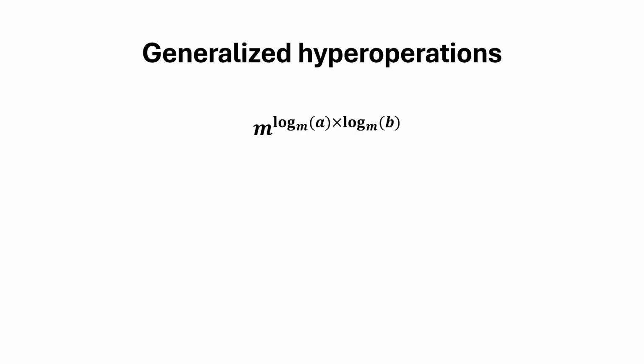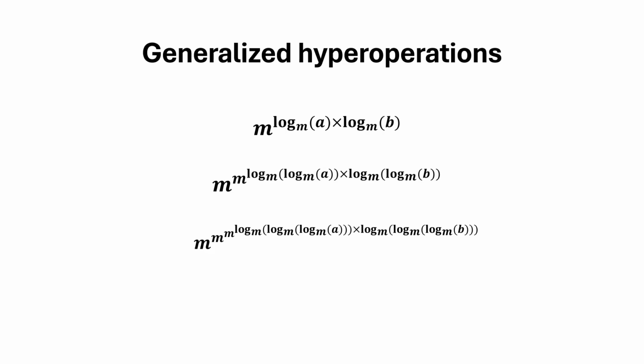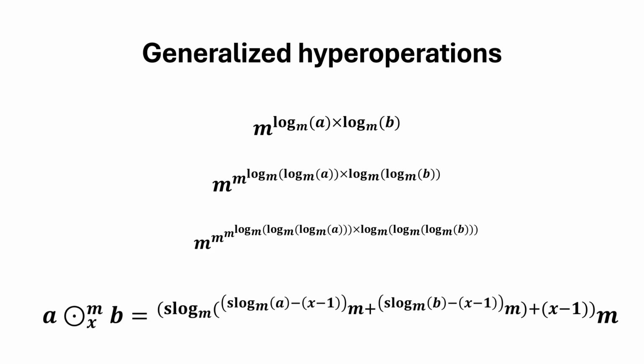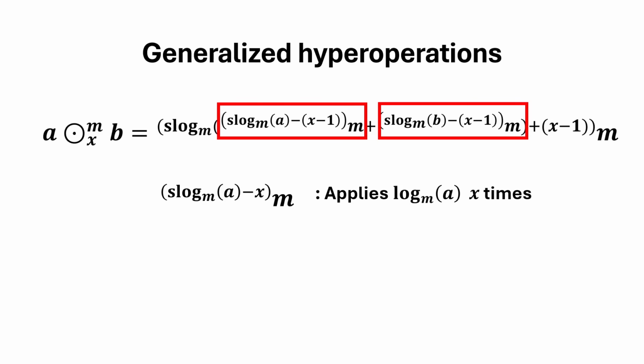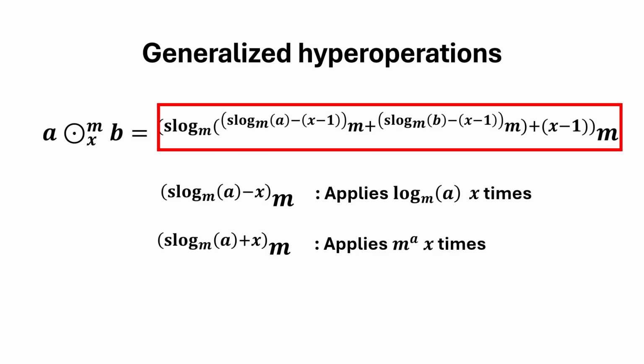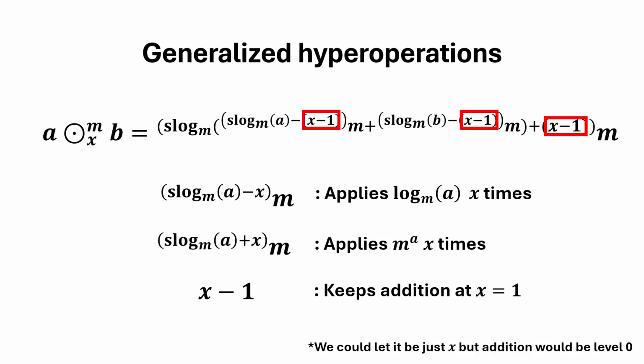Since we end up with towers of exponentiation after achieving higher and higher levels, it's possible to generalize this process using this formula. These terms apply logarithms multiple times, this term applies exponentials multiple times, and we use x minus 1 to make sure addition remains at level 1.